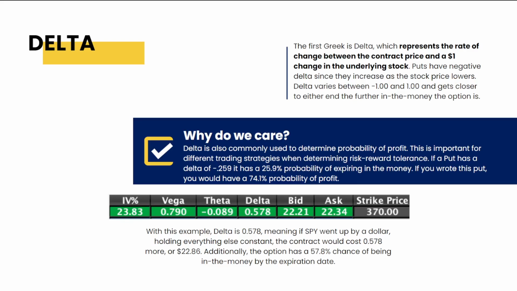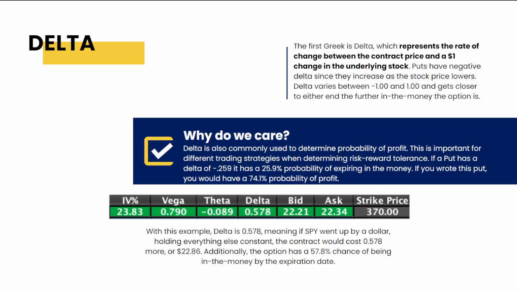This is important for different trading strategies when determining your risk-to-reward tolerance. We talk about that a lot. If a put has a delta of -0.259, it has a 25.9% probability of expiring in the money. And if you wrote this put, then you would therefore have a 74.1% probability of profit.